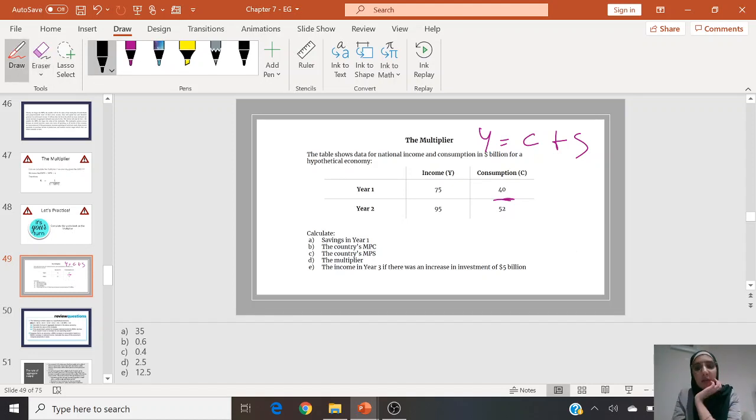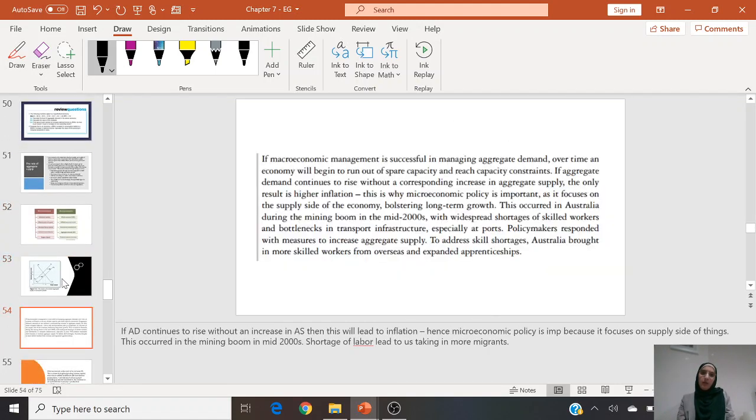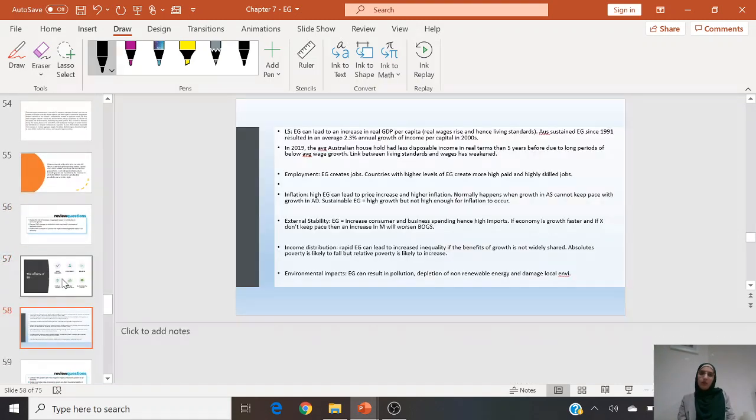Then the income in year 3, if there is an increase in investment of 5 billion. All you've got to do is multiply it with the multiplier, and we know that the multiplier is 2.5, so 2.5 times 5 gives you 12.5, and that's the actual answer. The answers are also written over here, so please feel free to see them. Let's move on. These are just certain concepts that we did in class already.